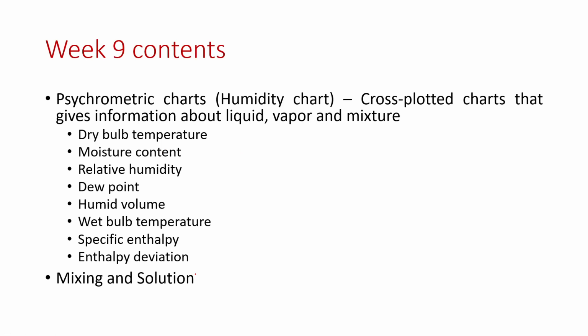In the Week 9 videos of the course, we would have looked at psychrometric charts, also called humidity charts. These are nothing but cross-plotted charts that give information about liquid, vapor and a mixture of these two phases. So basically information on dry bulb temperature, moisture content, relative humidity, dew point, humid volume, wet bulb temperature, specific enthalpy, enthalpy deviation and so on. Finally, about mixing and solutions.